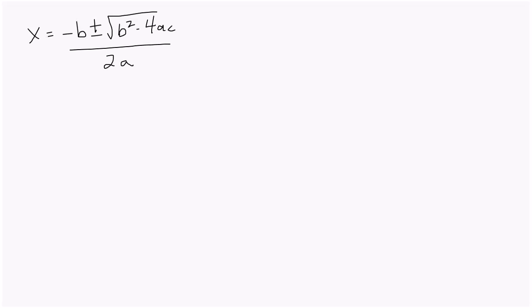So if you have a quadratic that is easily factorable, but you don't want to factor it, you can use the quadratic formula. If you have a quadratic that's missing a b value or an a value, you can still use the quadratic formula. You're just going to put zeros in for that.